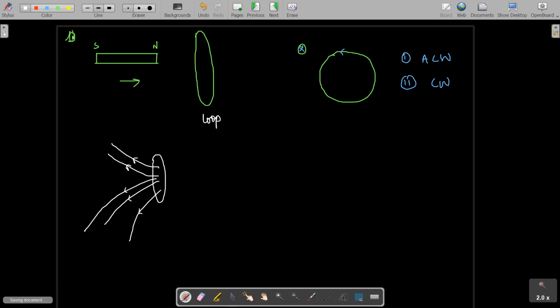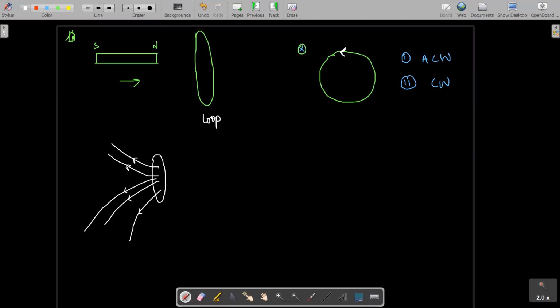And when this happens, if you curl your fingers in this direction, in anti-clockwise direction, you will see that it will produce a magnetic field which is towards you, towards left actually. According to this loop, it will be towards left. So this will be the direction of current induced in this loop.